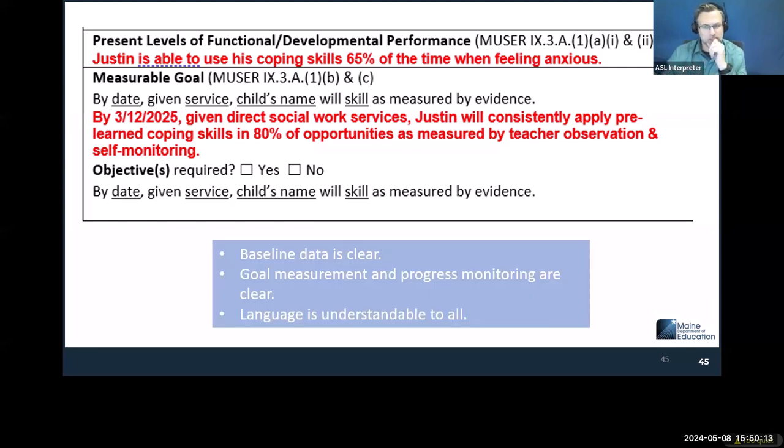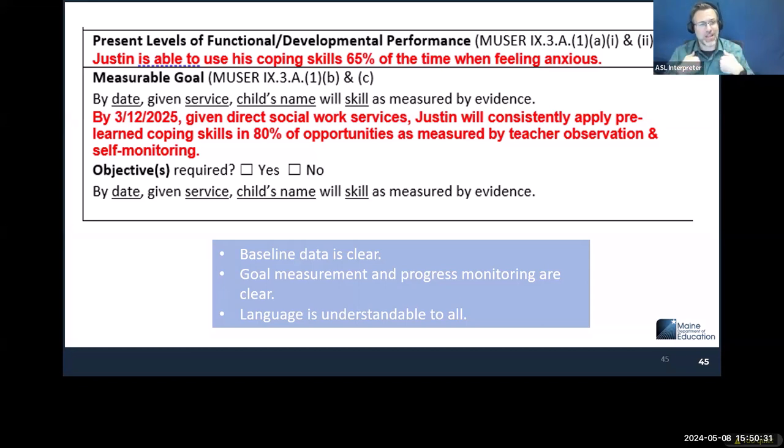So I too am okay with this one. The language is understandable, measurement is clear, your baseline and your goal measurement are both clear. And that's all I have.